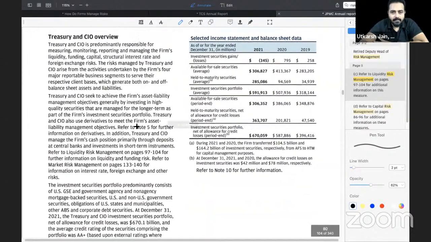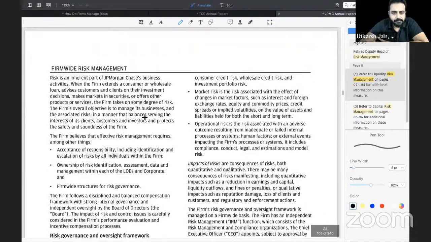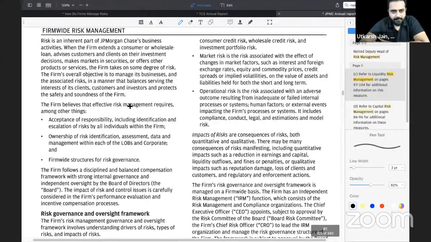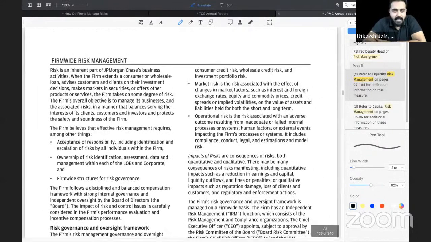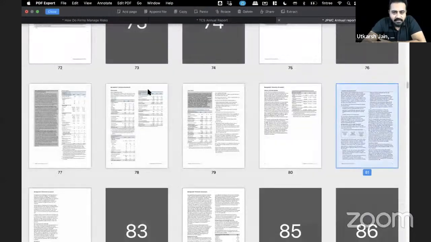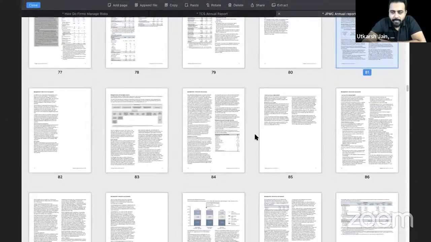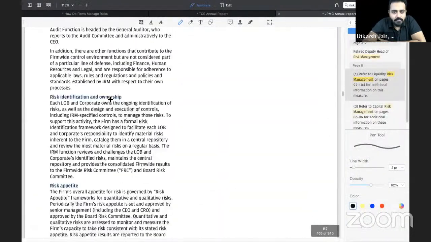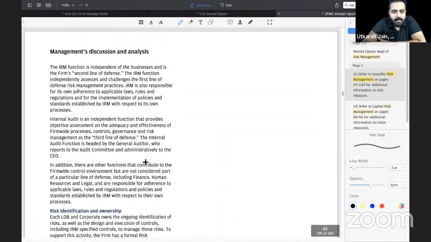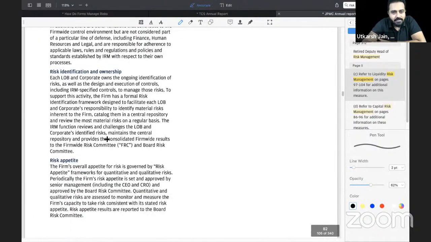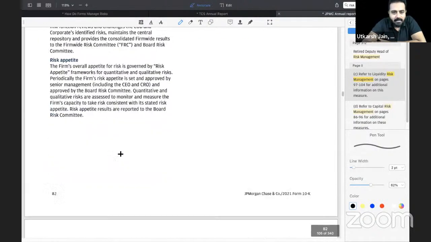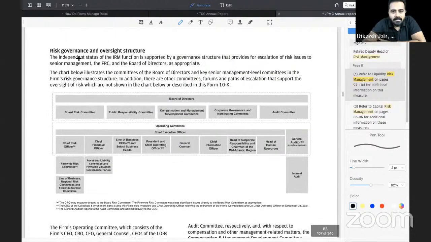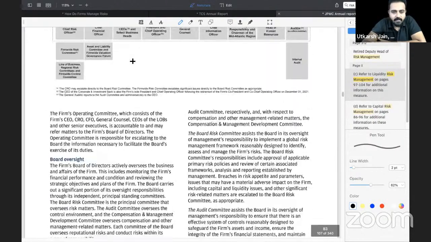Yeah, it starts somewhere here. Page number 81. How many pages on risk? I'm sure plenty of them. We'll first have an overview, page 81. Then we have risk identification and ownership, risk appetite, risk governance and oversight structure.